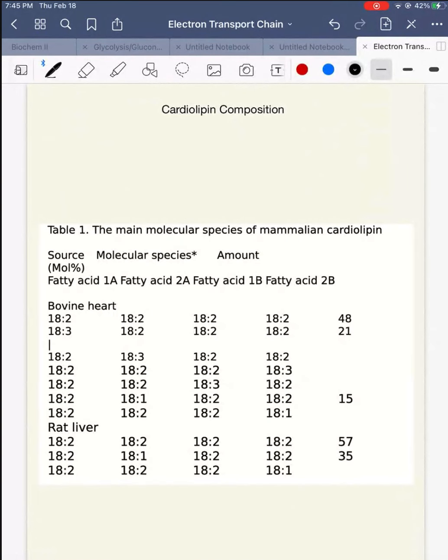I don't think you guys are expected to know that. I just added it for extra info. So like I said, it's made up of four acyl groups, and these are the different types that you can have, and then you can have different ones in the heart, and you can also have different ones in the liver. But it's pretty important for the electron transport chain because it stabilizes a lot of the proteins and the proton gradient that we will make and we'll talk about.